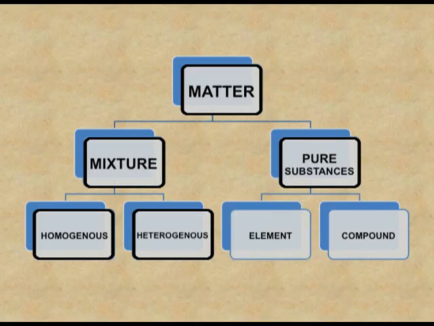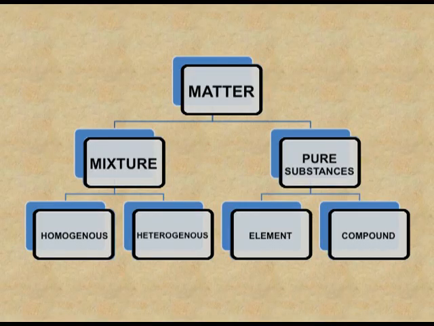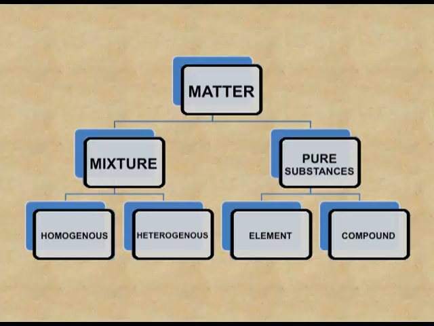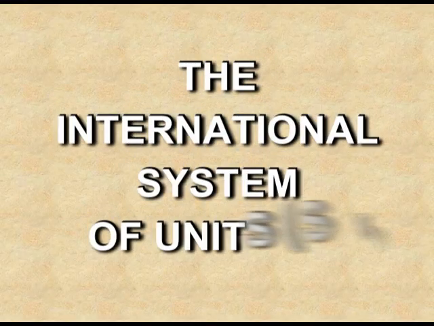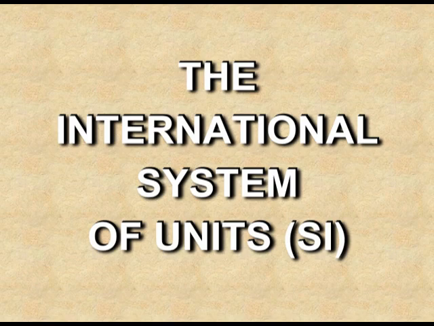Now, the pure substances. The pure substances are further classified into element and compound. An element can be monoatomic or polyatomic, but the elements are made up of the same type of atoms. Compound is again a pure substance, but it is made up of two or more elements combined in a fixed ratio. Now let's see the International System of Units, which is also known as the SI System of Units.